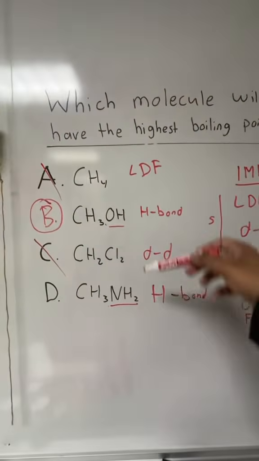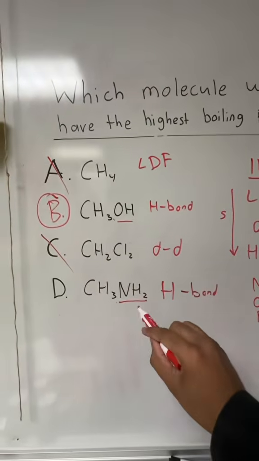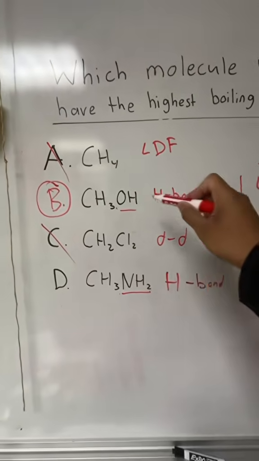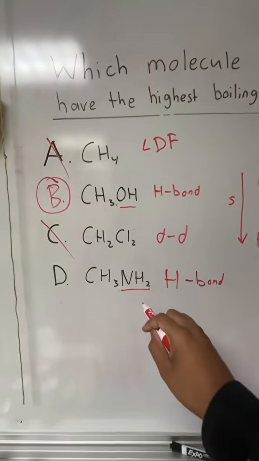So the reason that it's going to be OH is because although we have two hydrogens bonded to N, the electronegativity difference of O and H is higher than N and H. So this surpasses the fact that there's two H bonds. So B is going to be our answer.